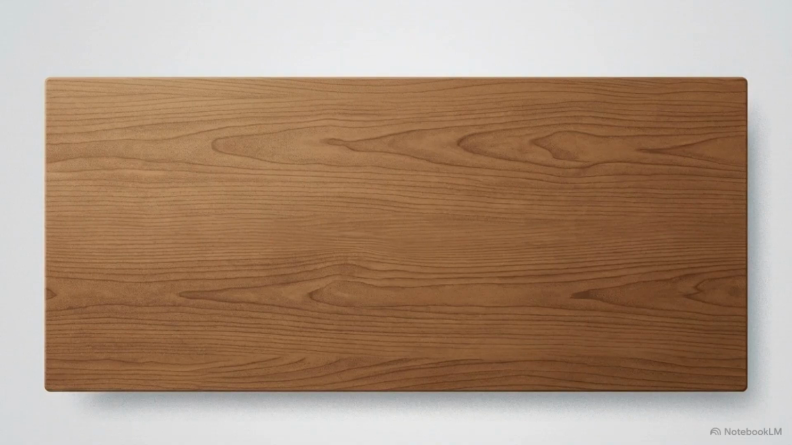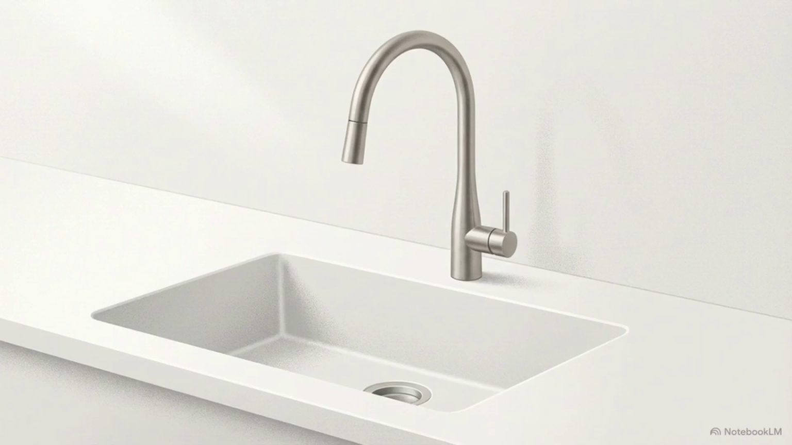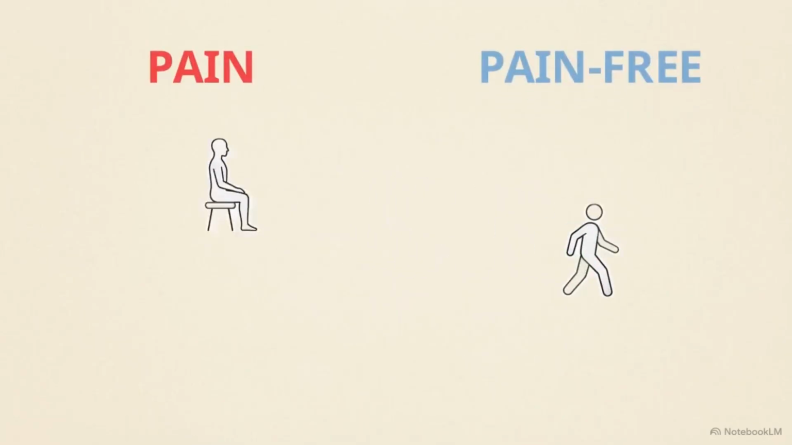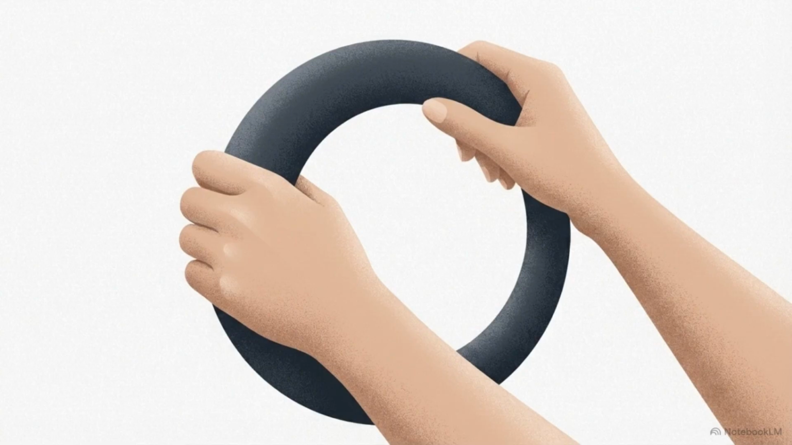To complete this process, you only need 4 things: a simple notebook, a sturdy stool or chair, a blank wall, and a standard household sink. By tracking exactly which physical motions hurt and which do not, you stop guessing. Identifying these triggers takes control away from the pain and puts it back in your hands.